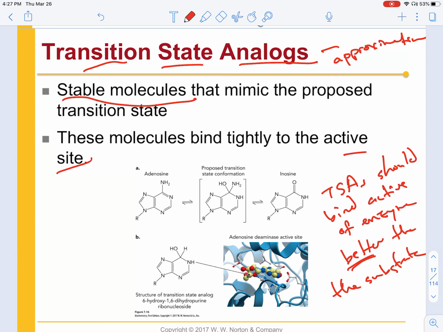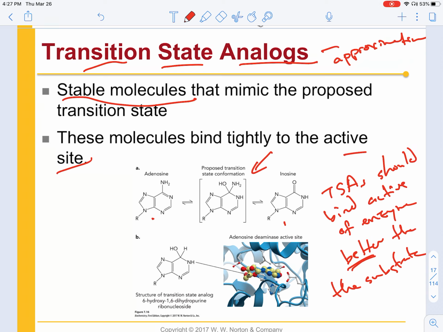And so here's one. This is an adenosine to inosine transition. The proposed transition site, and you guys are doing this in organic chemistry now, or you have done it if you've taken it, is this structure. This is an unstable structure. You would not see that.